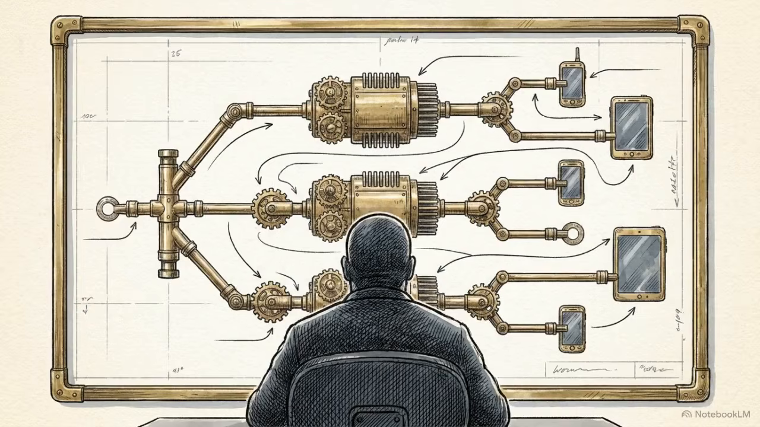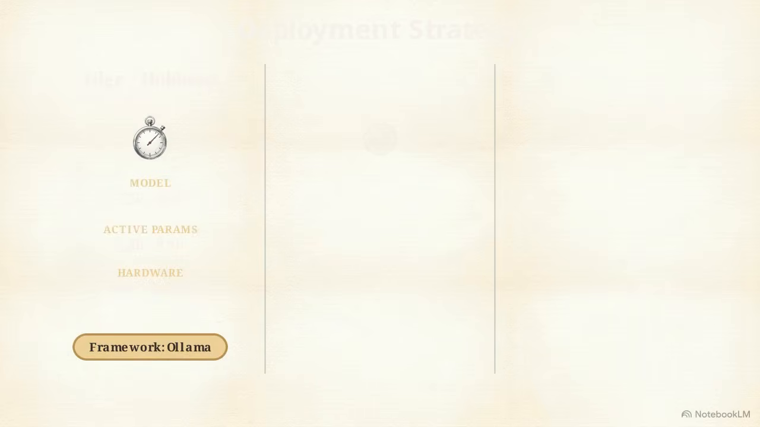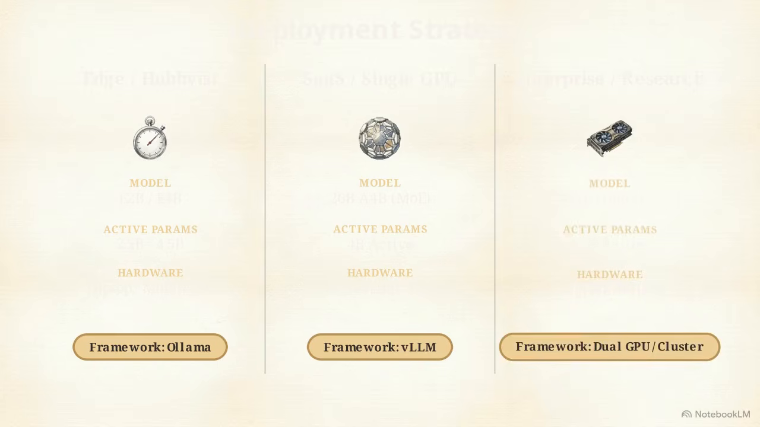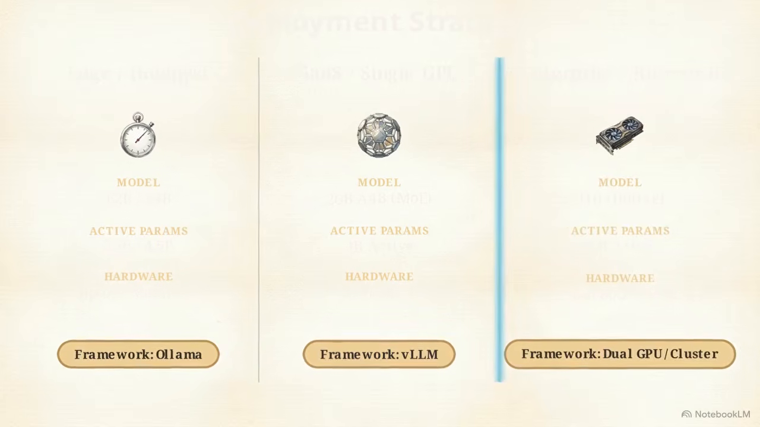Let's translate these options into a strict decision framework. This scorecard outlines the final strategy. If you are a hobbyist testing locally, pull the E2B or E4B weights and run them through Ollama. If you are a SaaS founder with a single GPU, pair the Mixture of Experts model with vLLM to serve production traffic. And if you are an enterprise researcher requiring raw power, provision a dual GPU cluster and load the 31 billion parameter dense model.